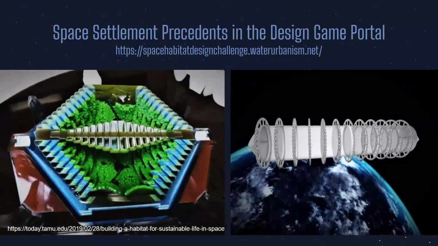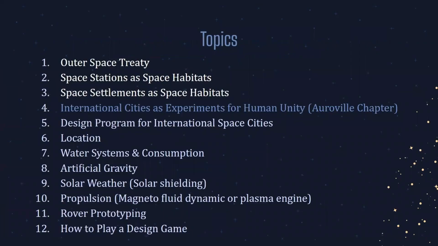So if we are going to create a space city that belongs to no one in particular, we need to find a precedent here on Earth to see if there's a city that belongs to no one in particular. And what does that mean? How do we design a city like that?